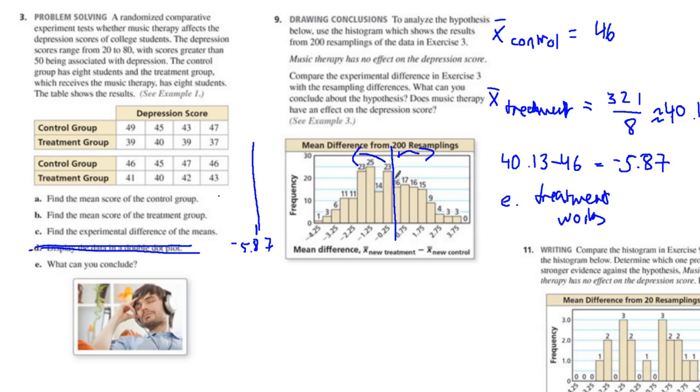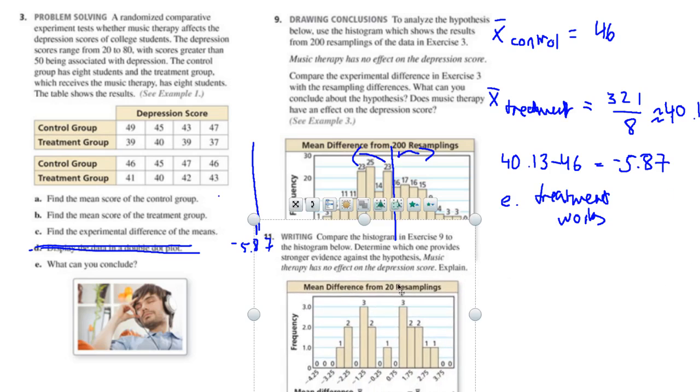So therefore, if this was 200 real resamplings, maybe there's a difference. You have to take care of all the different variables. Maybe you're only sampling college students, so maybe they are somehow more associated with music. I don't know. But if you're just sampling 200 random resamplings in a program, obviously this is probably going to happen, and the treatment wouldn't work in this case, right?